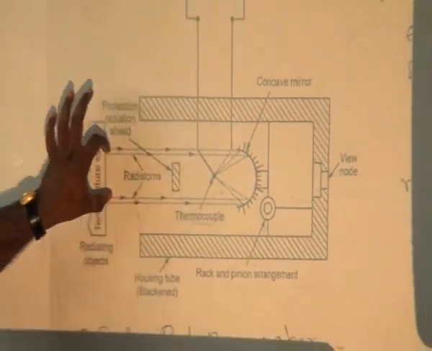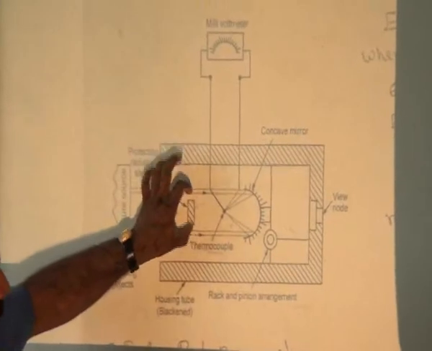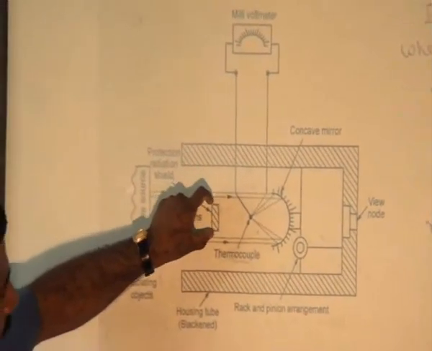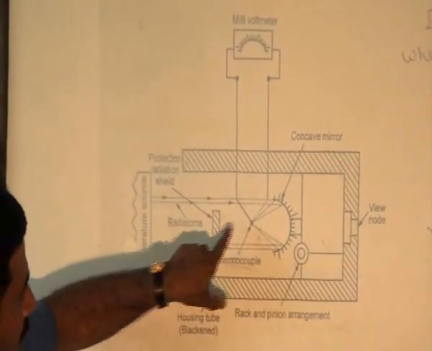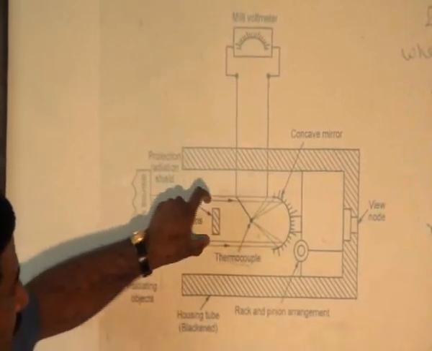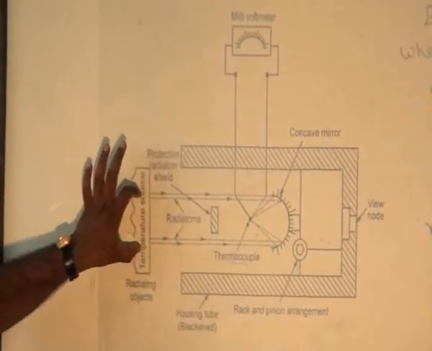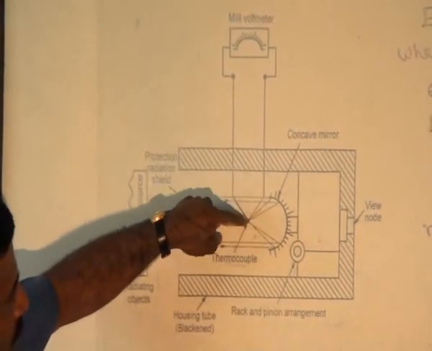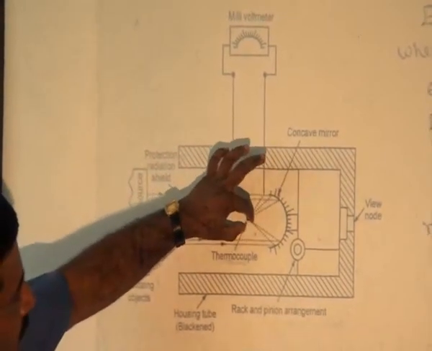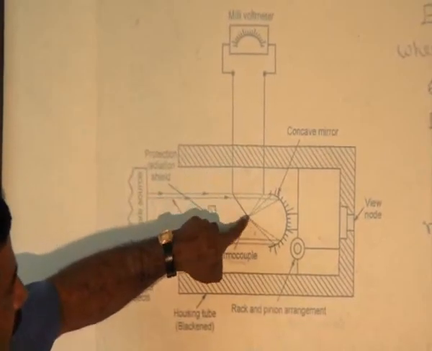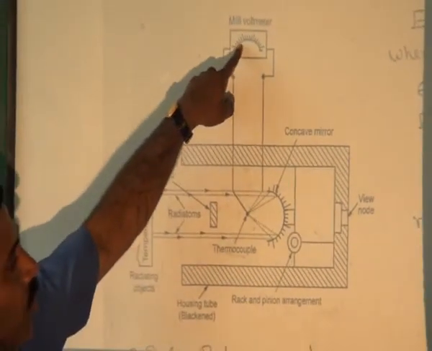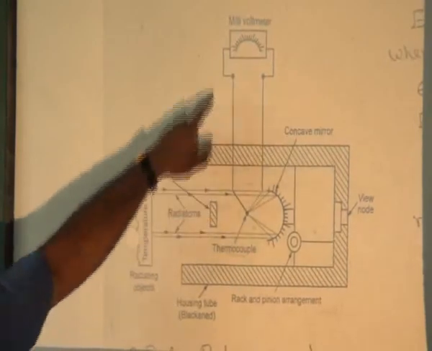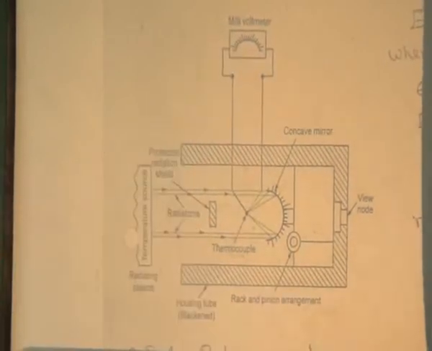So the radiant atom only absorbs the radiation from the temperature source. Here we are using a thermocouple. The thermocouple only observes the radiation temperature, then it will be converted into a voltage level. So the voltage level is a millivoltage level.